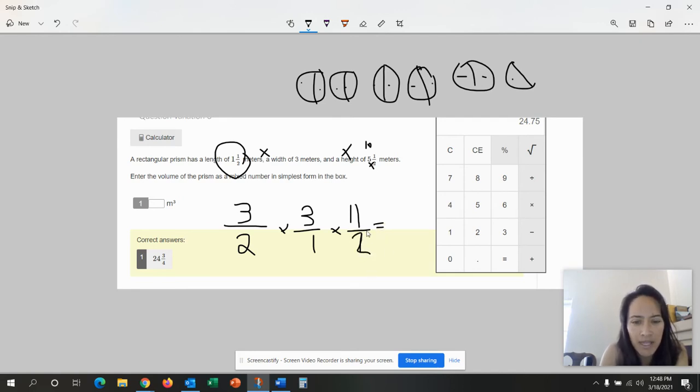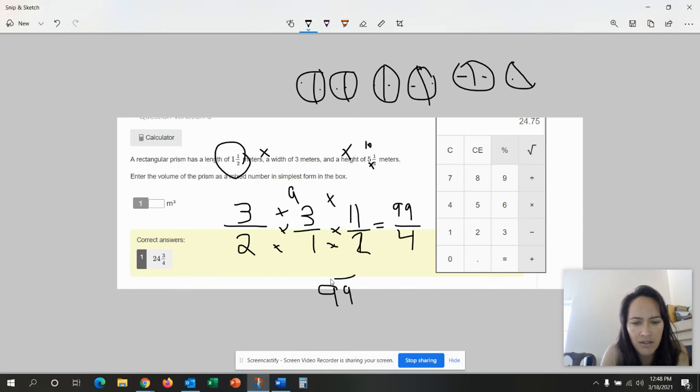Then we just multiply. 3 times 3 is 9. Then 9 times 11 is 99. A lot of you like that. You're like, I know what it is. It's the same number twice. 9 times 1 is 9. 99. Great job. 2 times 1 is 2. Times 2 is 4. Now we do our long division.